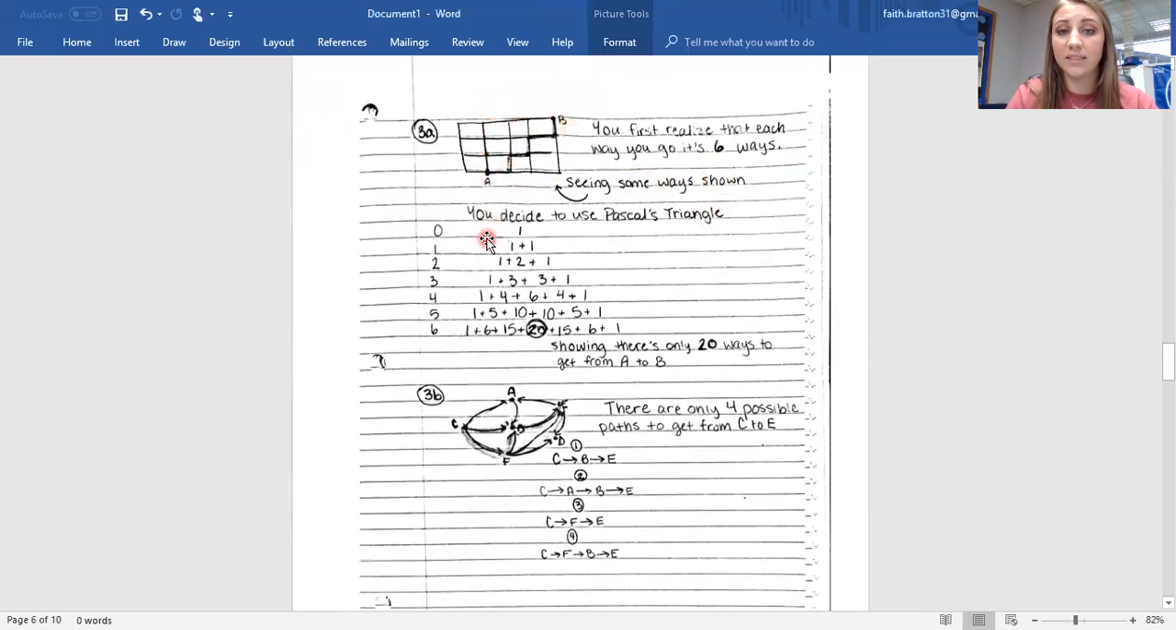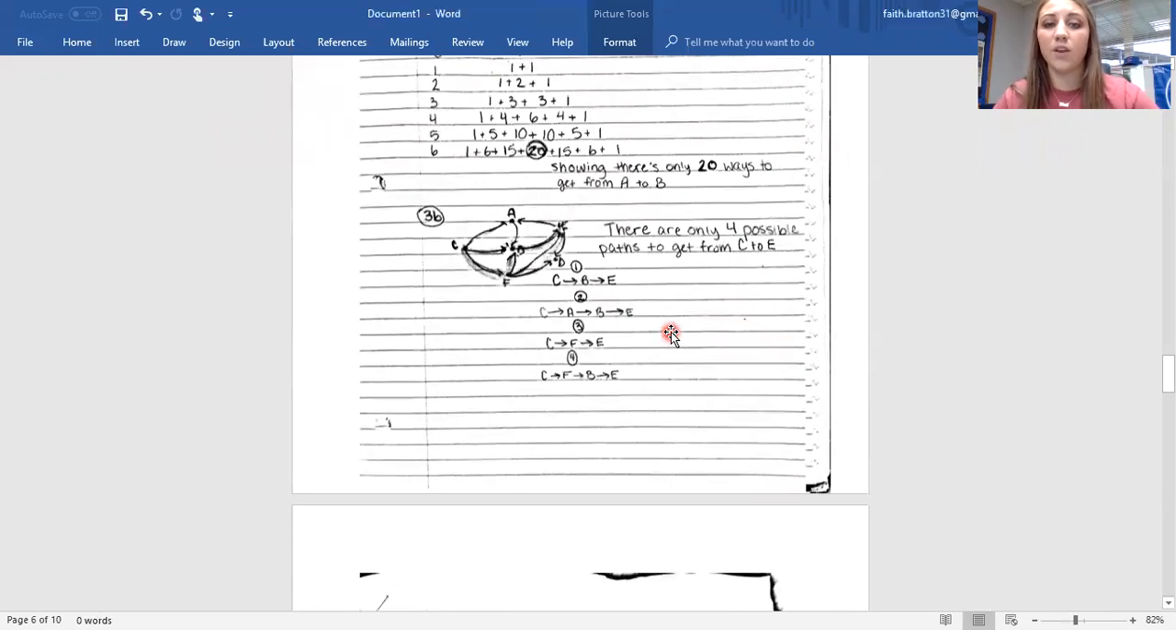Seeing some of the possible ways given, you should decide to use Pascal's triangle. So you know that there's only 6 ways, so we go this way. Showing there's only 20 ways to get from A to B, which is right here. You use Pascal's triangle, figuring out, you start by doing the 1, 2, 3, 4, 5, 6, 1, 3, 6, 10, 15.